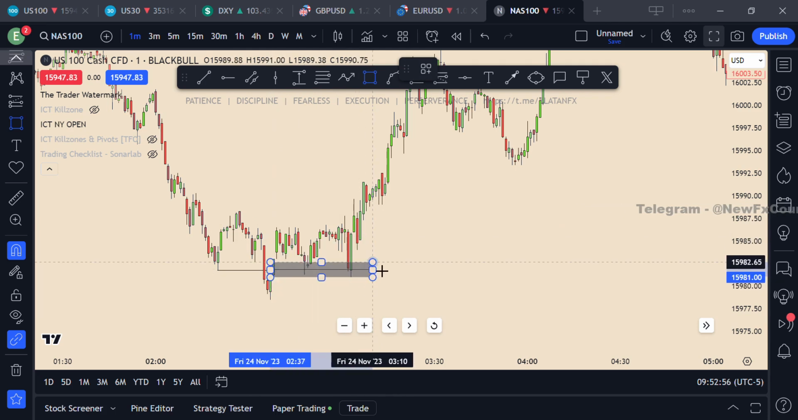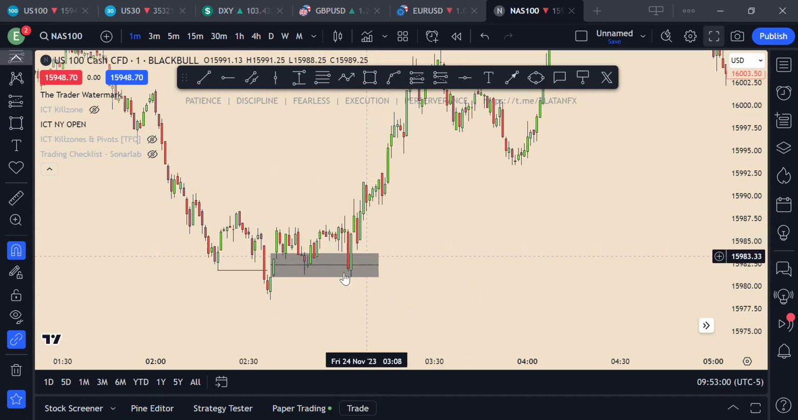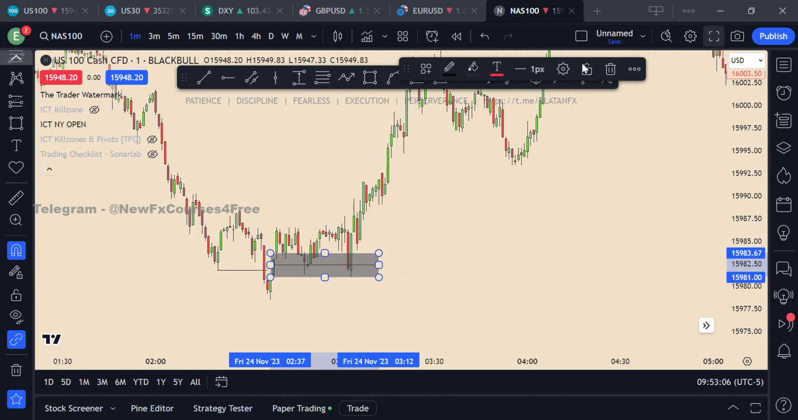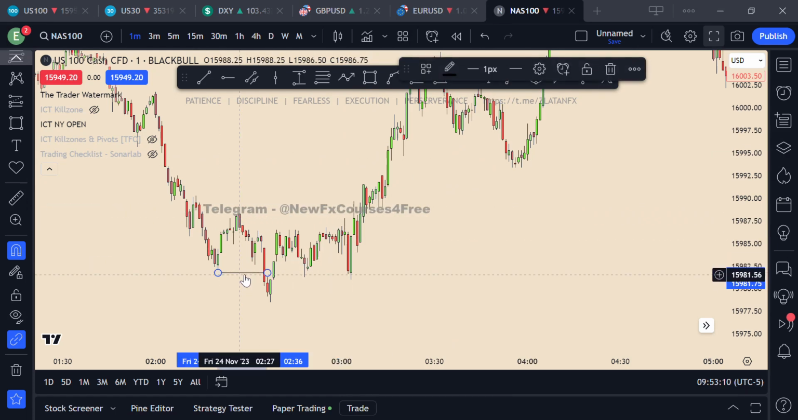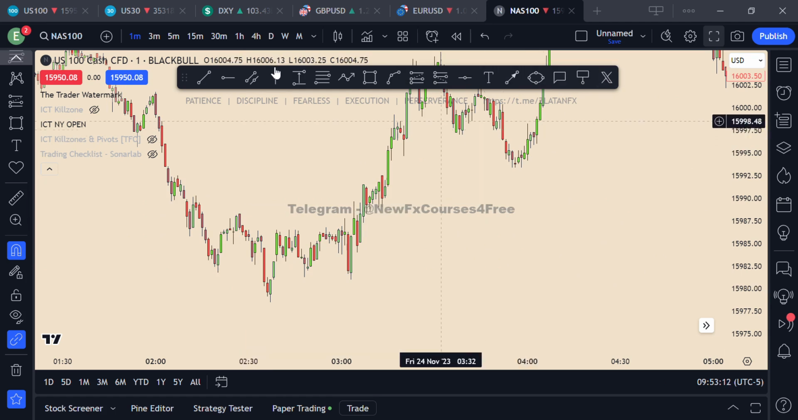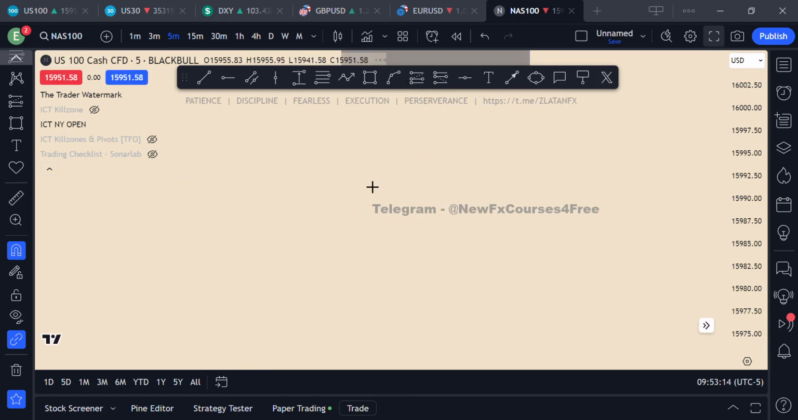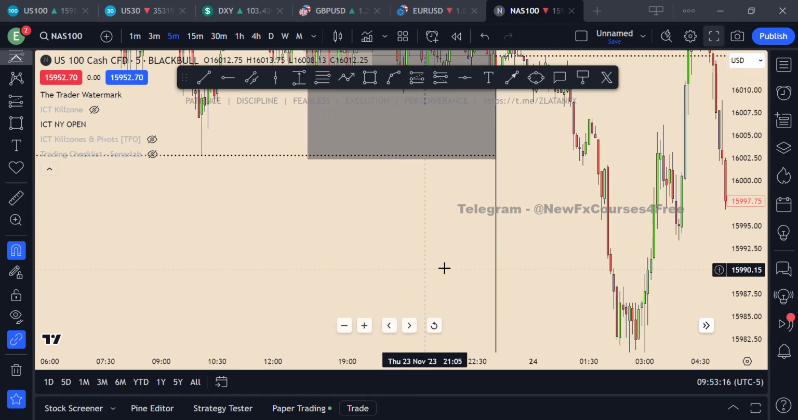You could have entered with this fair value gap and there's no problem, and that's how I get my multiple RR move, and that's a nice entry right there. So you can actually use the 1 minute, or you can use the next swing on the higher time frame. So that's literally the model.